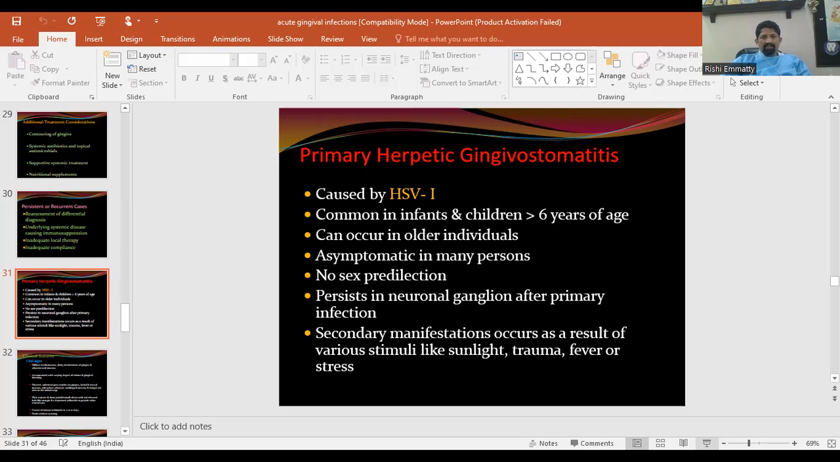It's symptomatic in many persons. There is no sex predilection. It can occur in females or males. The virus persists in the neuronal ganglion after primary infection, and secondary manifestation occurs as a result of various stimuli like sunlight, trauma, fever, or stress.